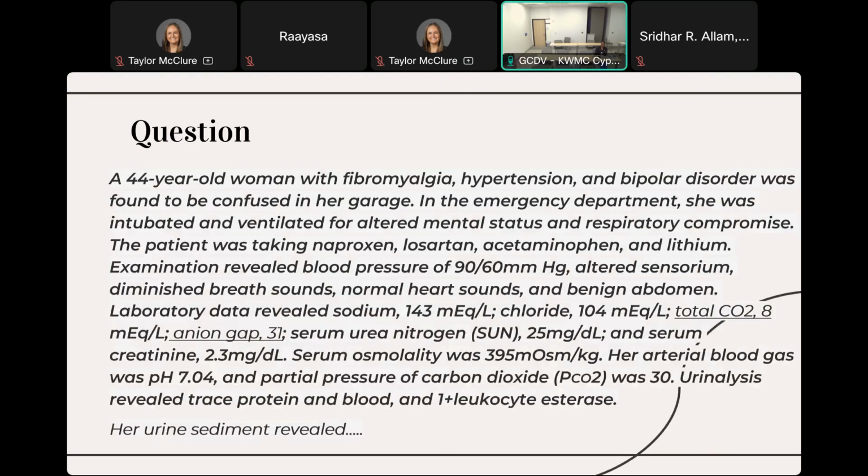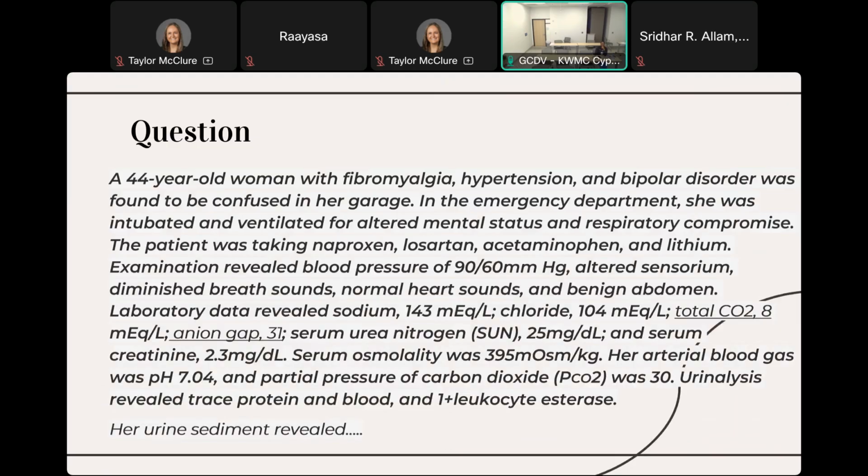All right, another spot diagnosis. A 44-year-old woman with fibromyalgia, hypertension, and bipolar disorder was found confused in a garage. In the emergency department, she's intubated and ventilated, so you don't have much of a history. The patient was taking naproxen, losartan, acetaminophen, and lithium. Blood pressure is 90/60. Everything else on examination is pretty unremarkable. Of course, she's altered and she's intubated.